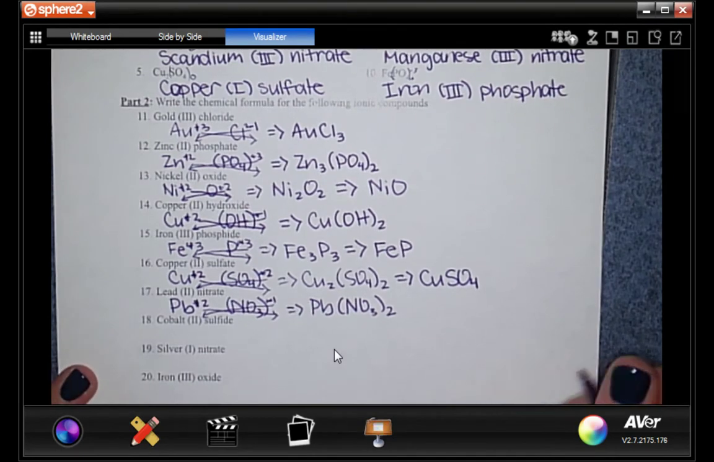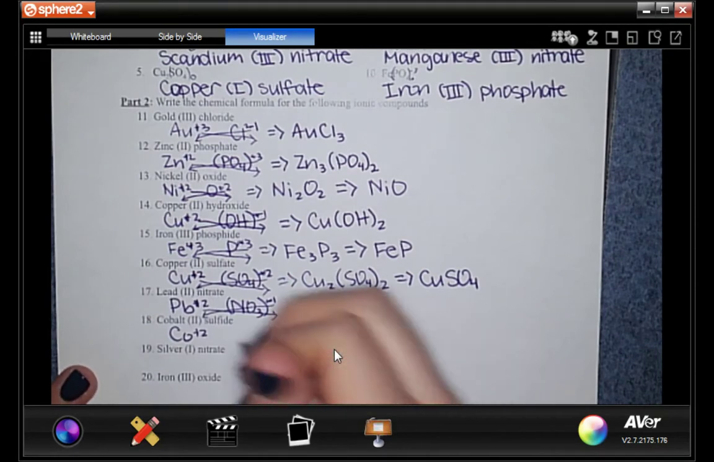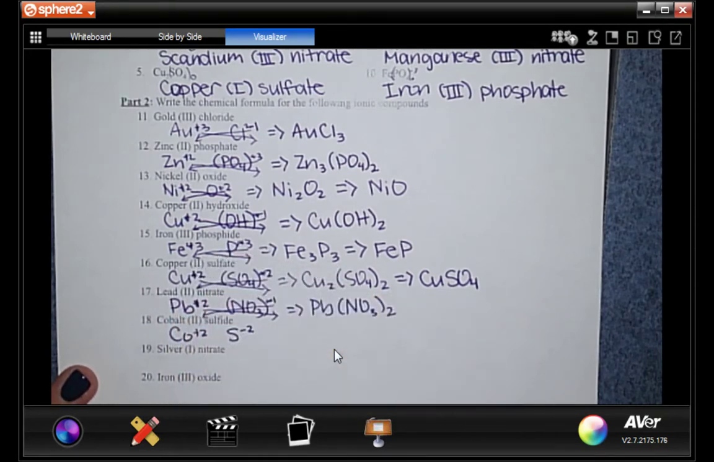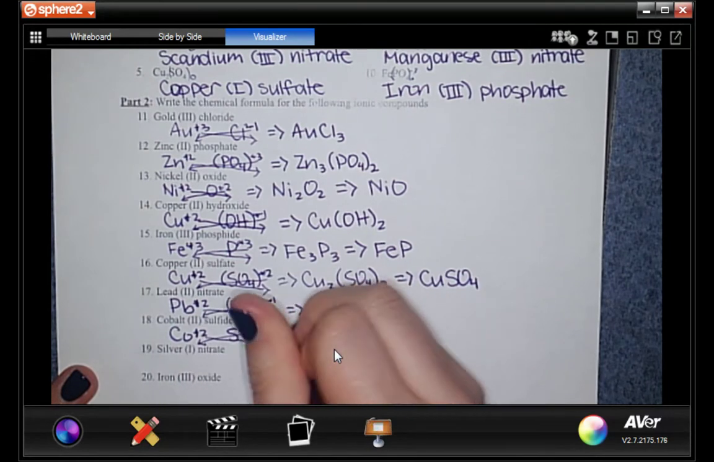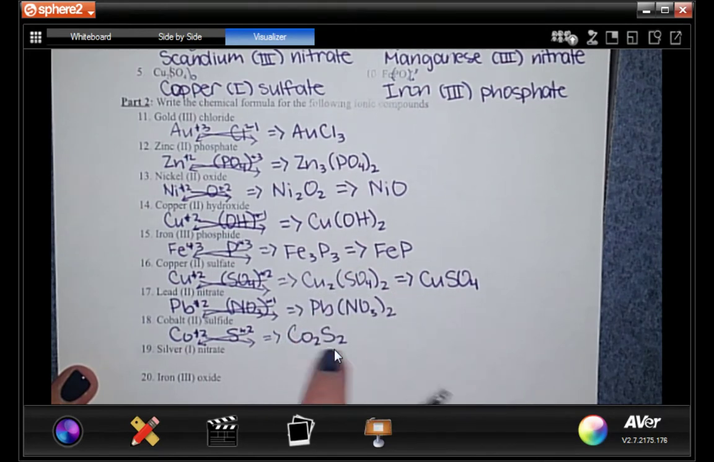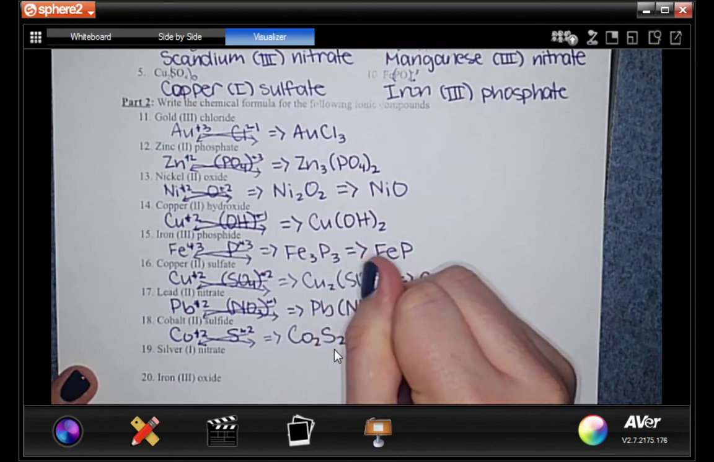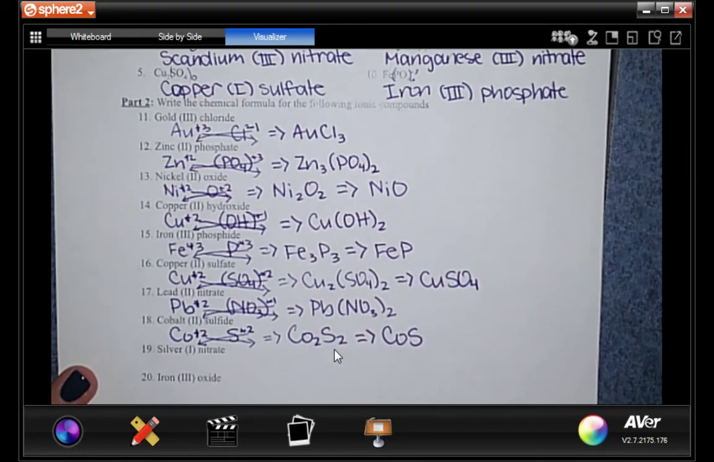18 is cobalt 2 sulfide. So cobalt has the +2 charge. Sulfide is sulfur, so it has a -2 charge because it's in group 16. We'll go ahead and crisscross, get rid of our charge. Initially, you're going to be given, or you're going to figure that out. Remember that if it's got the same subscripts, it can be reduced further. So our answer should look like that.